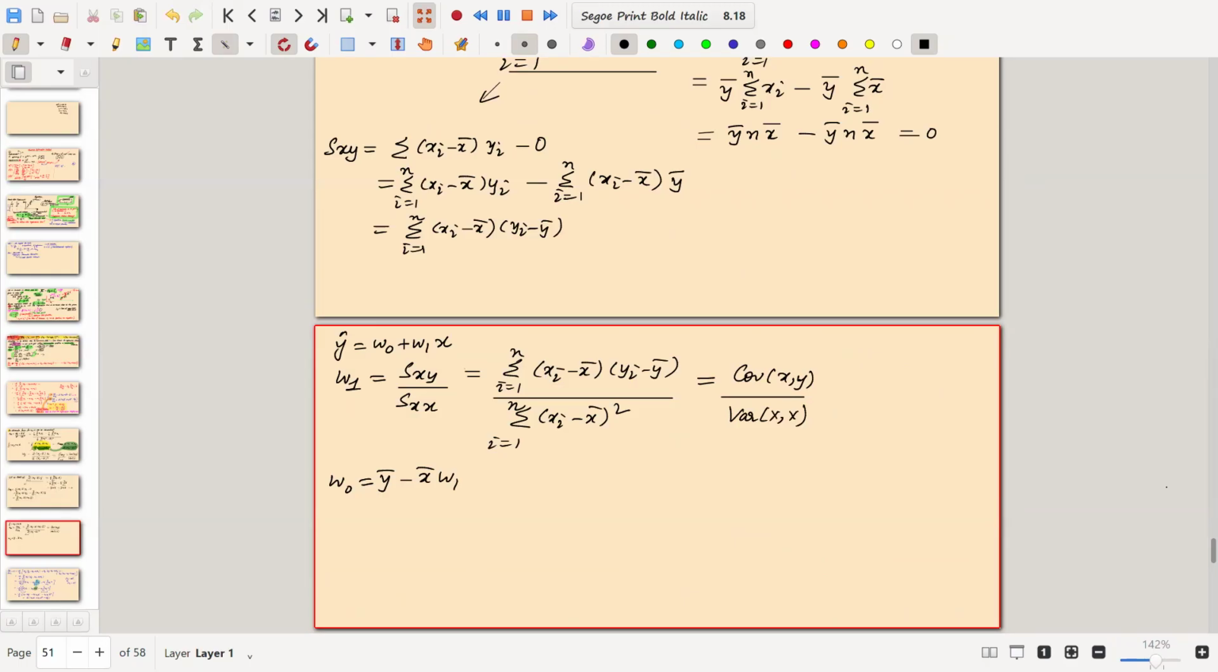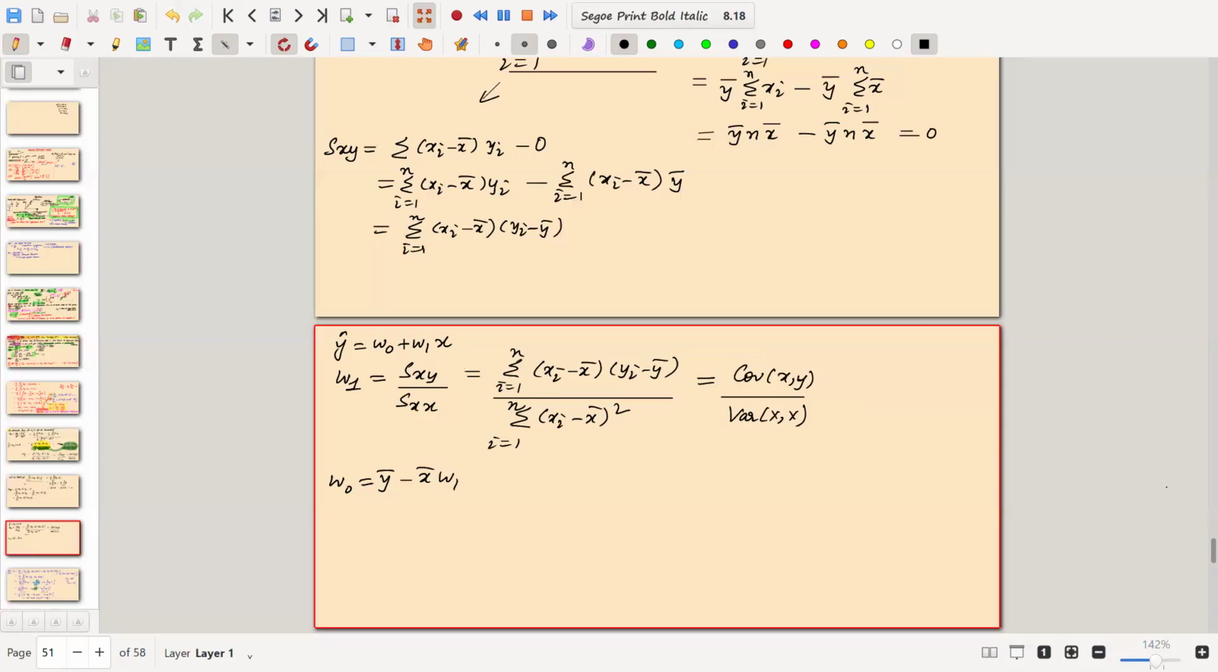But why do you believe that this w naught, w1 is the minimum? What was our aim? Our aim was to find w naught and w1 such that the cost function E(w naught, w1) is minimum. But why do you believe me that this w naught, w1 actually gives the minimum? You have to check the inequalities. The determinant of the Hessian should be greater than 0 and the double derivative with respect to the first variable should be greater than 0. Did we check that? No. So let's check that.